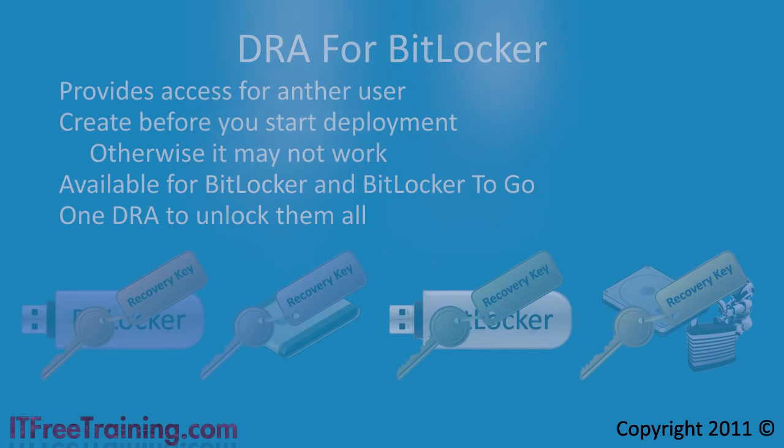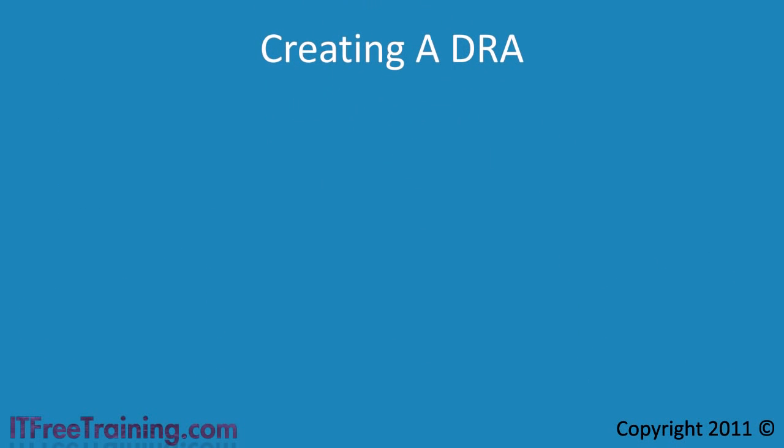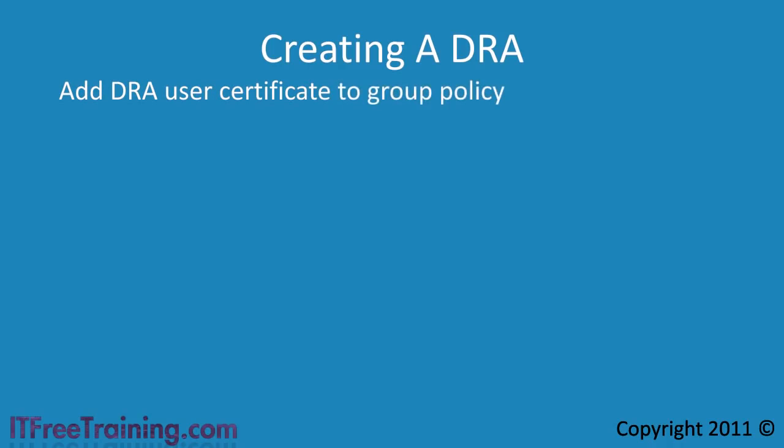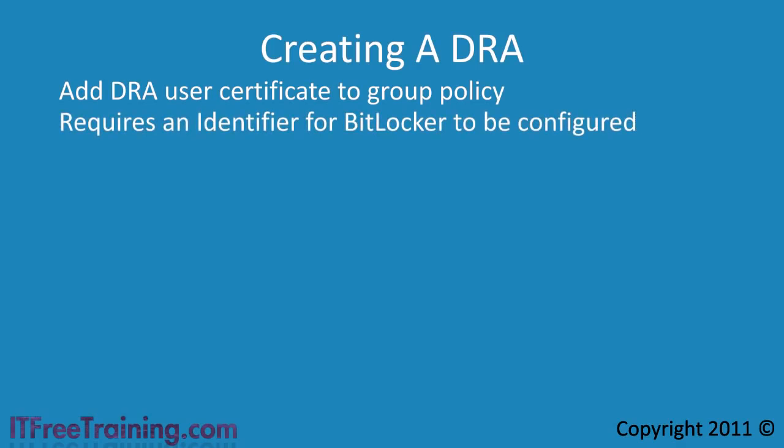The process of creating a DRA is quite simple. You just need to configure group policy and add the certificate for the DRA to that group policy. The process requires you to configure an identifier for BitLocker. The identifier determines which organization BitLocker is being used in. This is a requirement by Microsoft for the DRA to work.